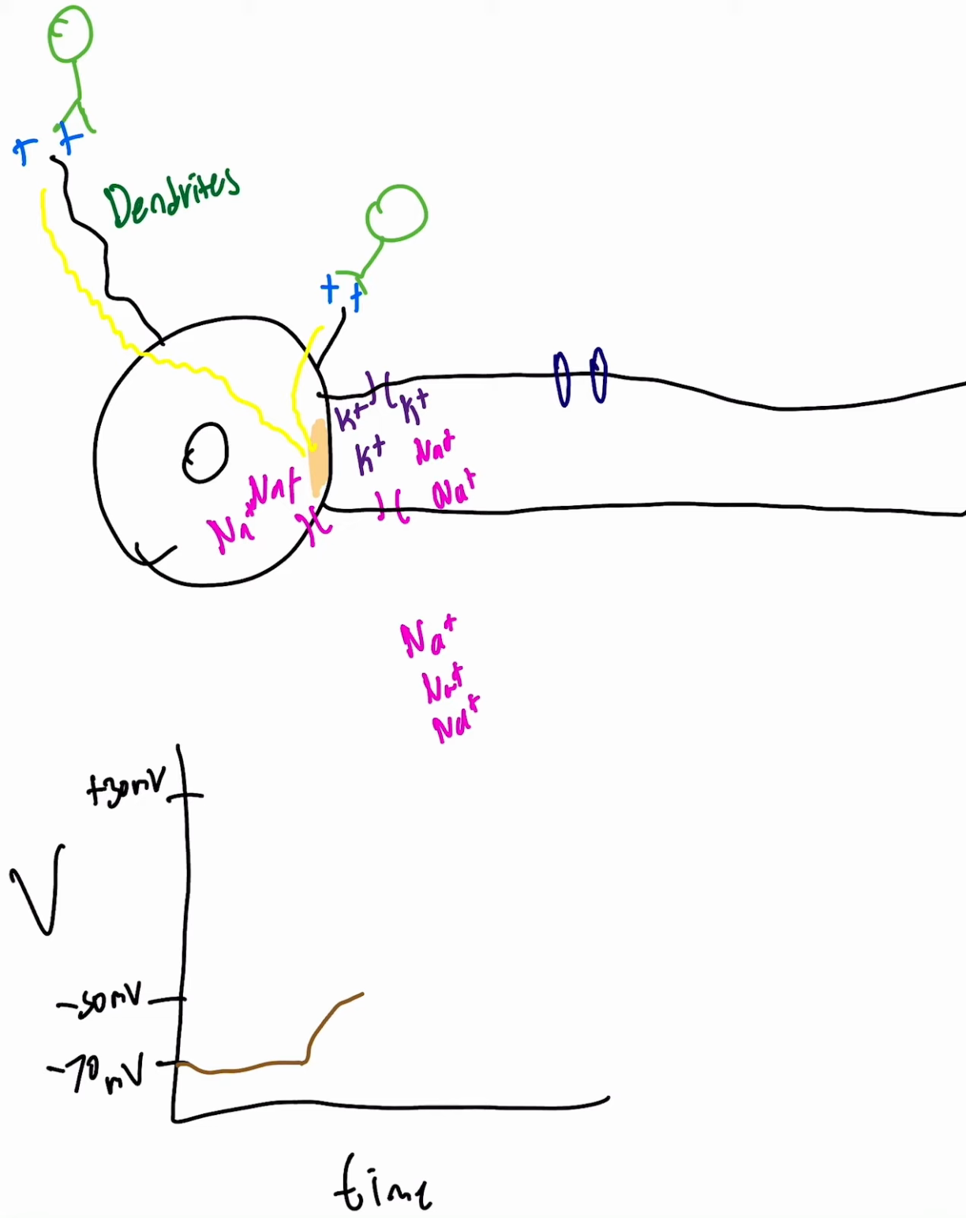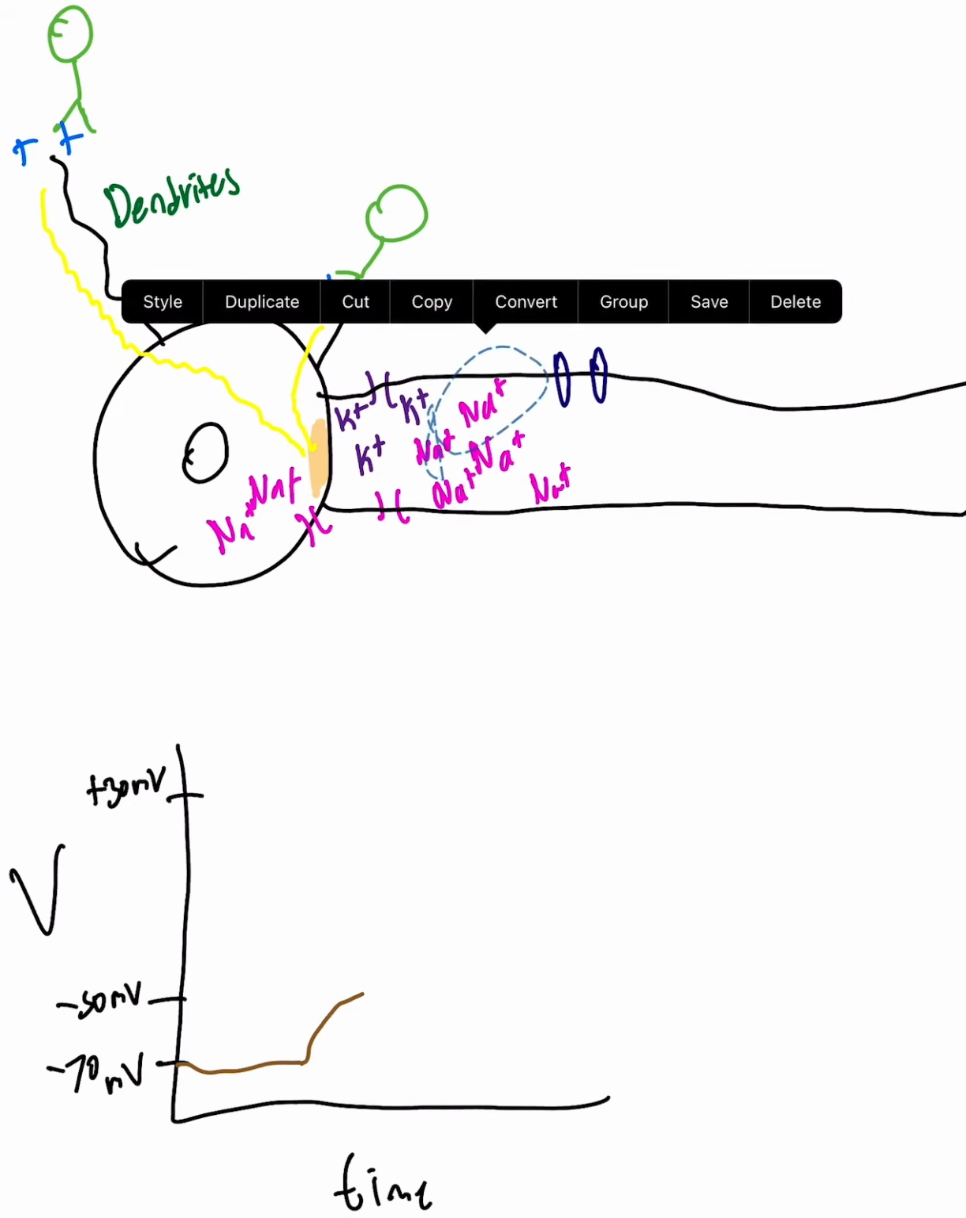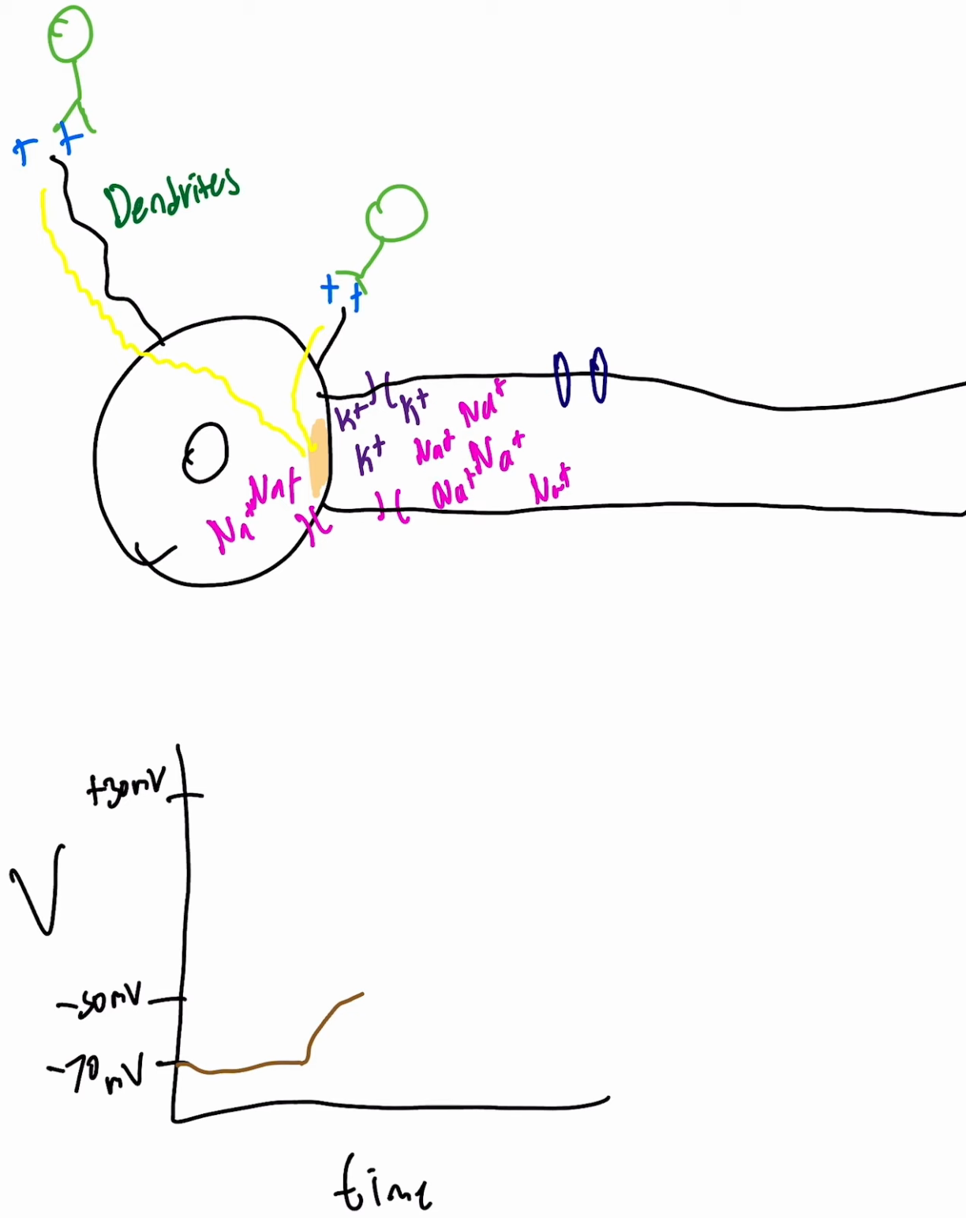From here, we can see that this channel right here starts to open up. And so all of these sodium ions just start rushing inside. They make it their home. They're inside now. And we can expect to see this as a quick rise of depolarization all the way to the peak of 30 millivolts.